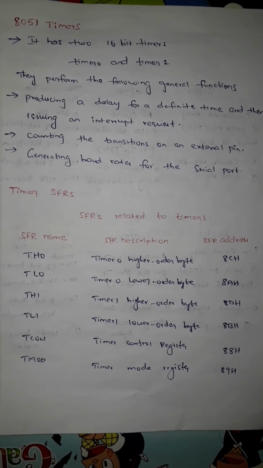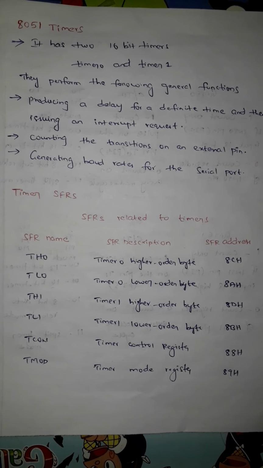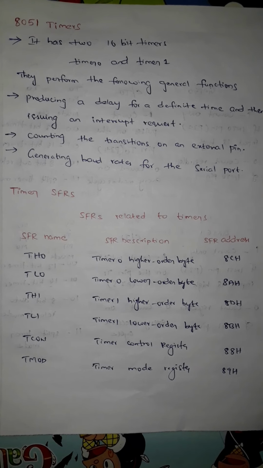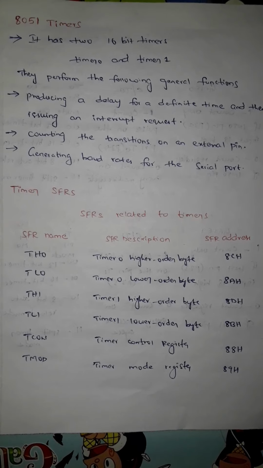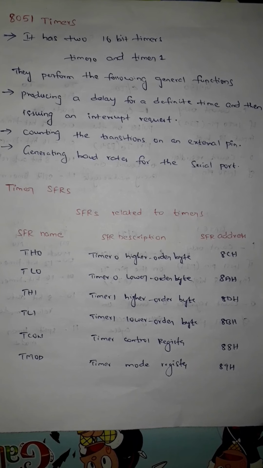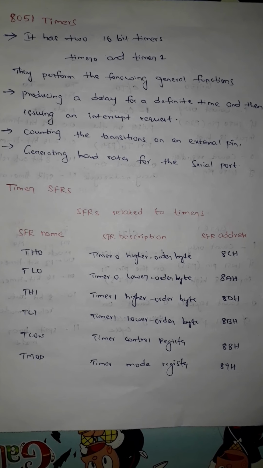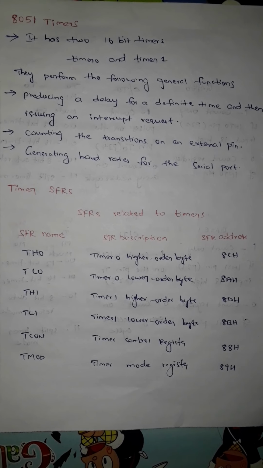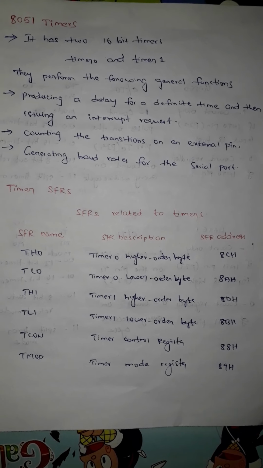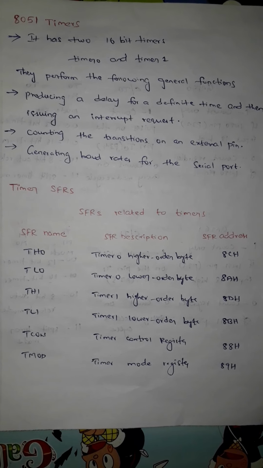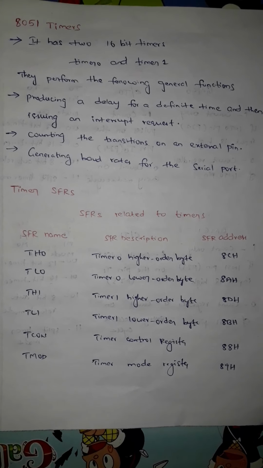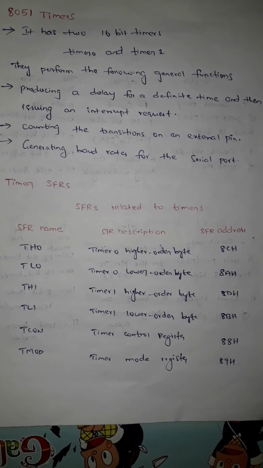The delay is produced in these timers by using the internal clock. These 8051 timers use the internal clock generated from the oscillator, counting the number of internal clock pulses to generate the time delay required. The maximum count possible in these 8051 timers is 65535, because the timer has 16 bits. By using 16 bits, we can count 65536 values, that is 0 to 65535. So that is the maximum count possible.